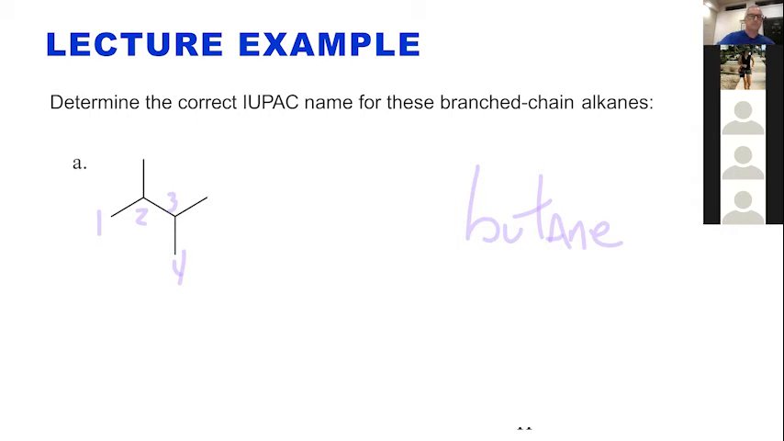Carbons 2 and 3 have substituents. So there's something else attached to number 2 and number 3. So I would put 2, 3, and then what are my substituents? Since they're just a single line, what does that refer to? Methyl. Methyl, right. So that line is just basically pointing to another carbon.